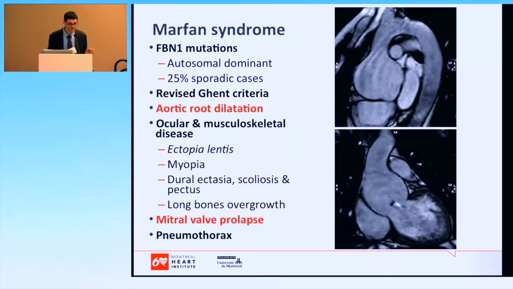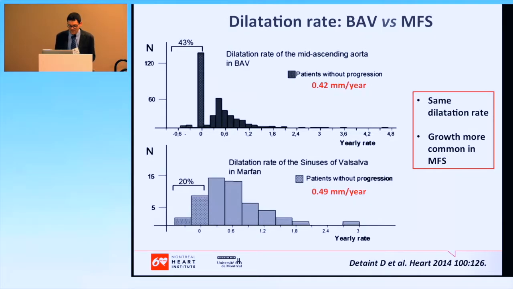So now if I go a little bit more disease-specific, I won't dwell on the manifestations of Marfan syndrome, only to show you this imaging data that compares bicuspid aortic valves and Marfan syndrome, showing that they actually have the same rate of aortic enlargement. It's just that aortic enlargement is more common over time in patients with Marfan syndrome.